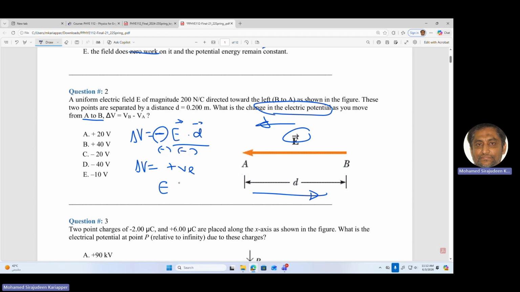And how do you get the E dot D? E dot D will be E D cosine theta. Theta is equal to 180, okay, that's why it becomes -1. And E is 200 Newton per Coulomb, and D is 0.2. 200 multiplied by 0.2 will be 40, right? Yeah, plus 40. So the answer is 40.